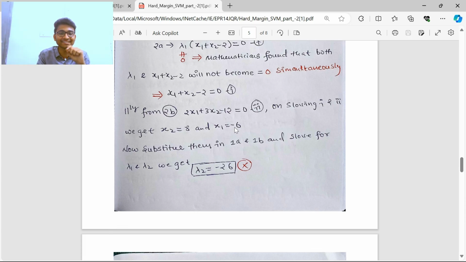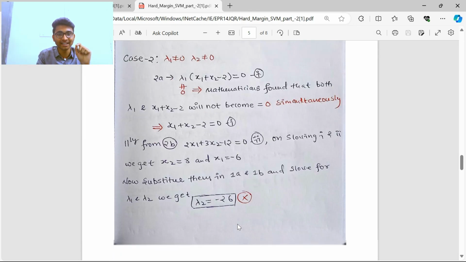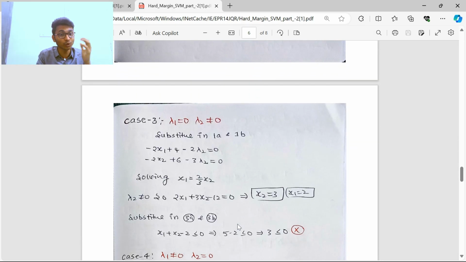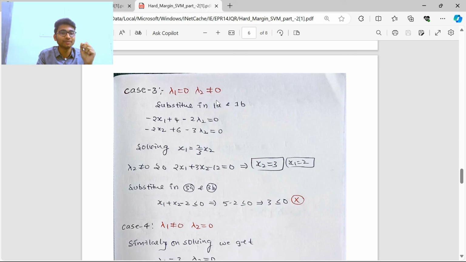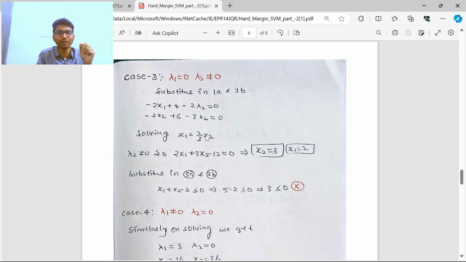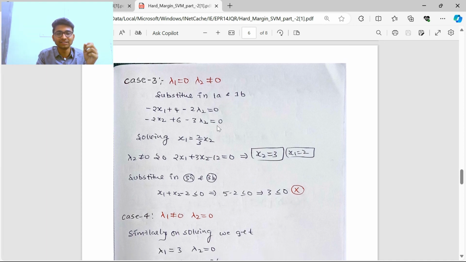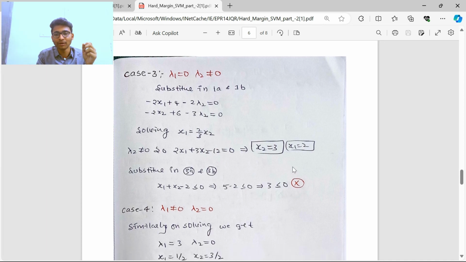The fourth condition says, means case 3. Case 2 is also failed. Let's go to case 3. Case 3 says, let's take lambda 1 equal to 0 and lambda 2 is not equal to 0. And substitute 1a in 1b and solve this, guys. I think it's basic mathematics. Do them. And we are not satisfying this condition as well.